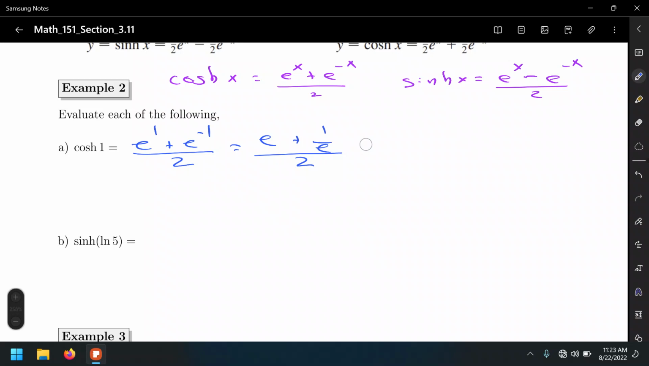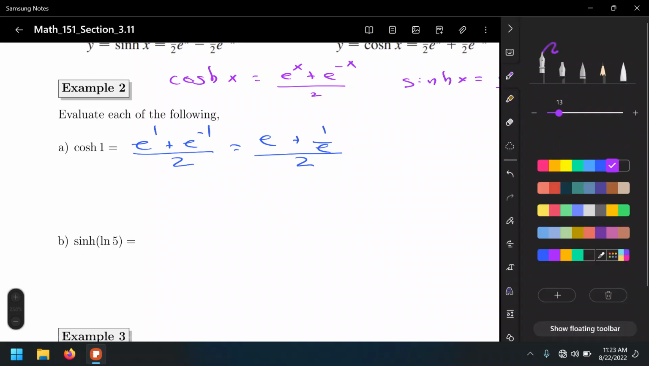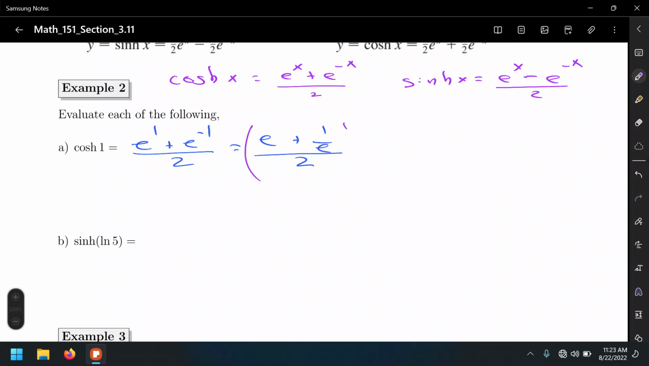So what we need to do in this case is simplify this by multiplying numerator and denominator by the least common denominator. Oh wait, no, that's not 2. It's actually e. How do we know that's the least common denominator? That's e over 1, that's 2 over 1, and we look for the overall least common denominator.